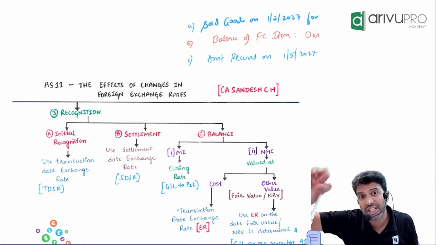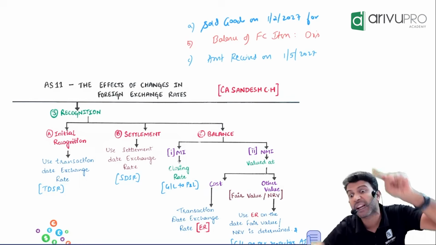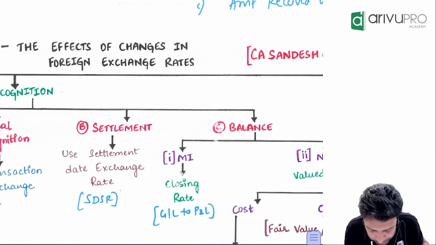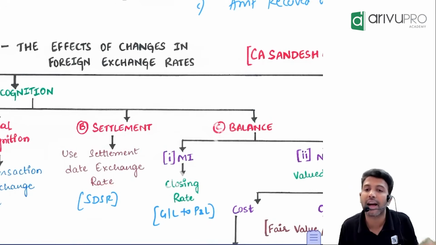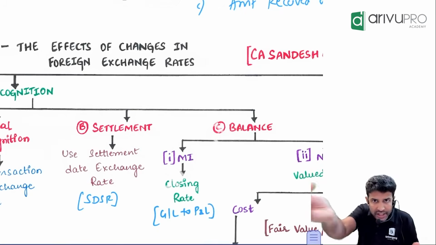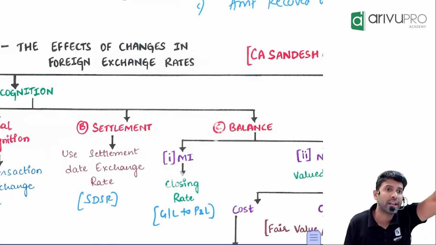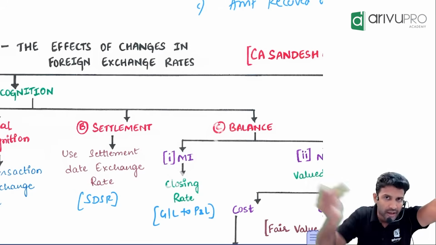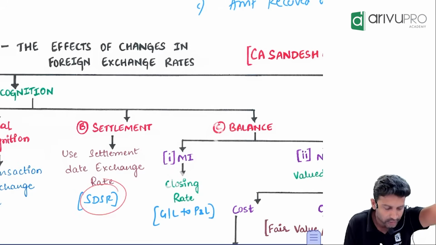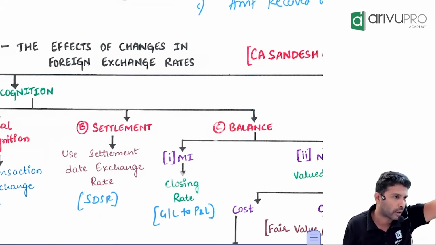Whatever the exchange rate is after 2 months when the debtor pays, we call that what? Settlement date ka spot rate. All cash coming in and cash going out will be recorded at what rate? Settlement date ka spot rate. Initially using what? TDSR. Inflows and outflows at what rate? Settlement date ka spot rate.